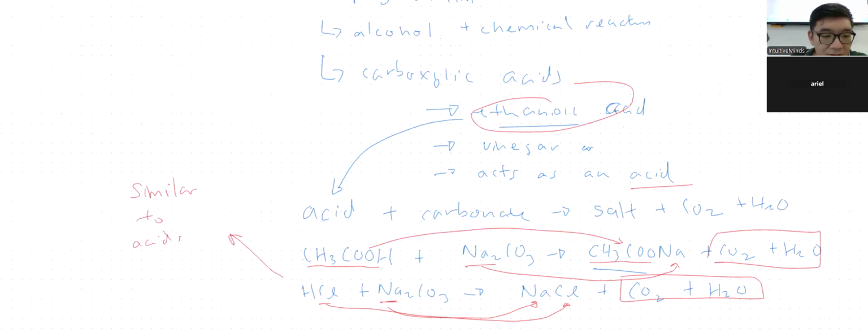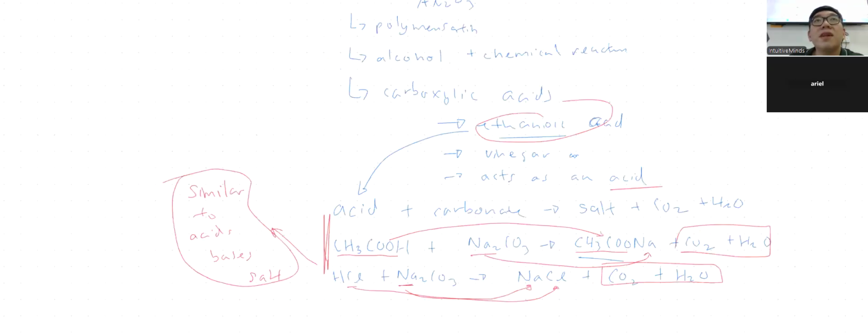Acid, bases, salt. So while you are going through your carboxylic acid, it will also be good to go through the reactions of acid with metals, bases, carbonates. What else? Ester homologous series, that one you need not cover because you will not be tested on ester.